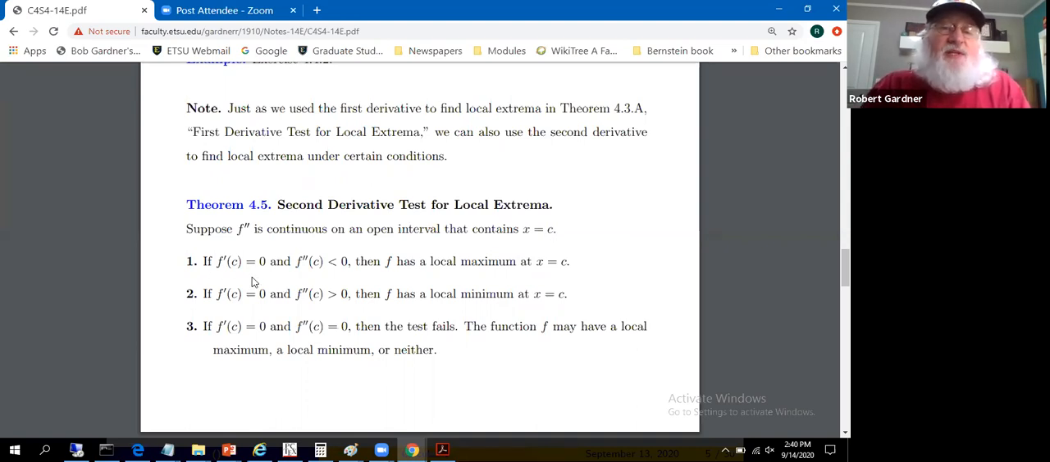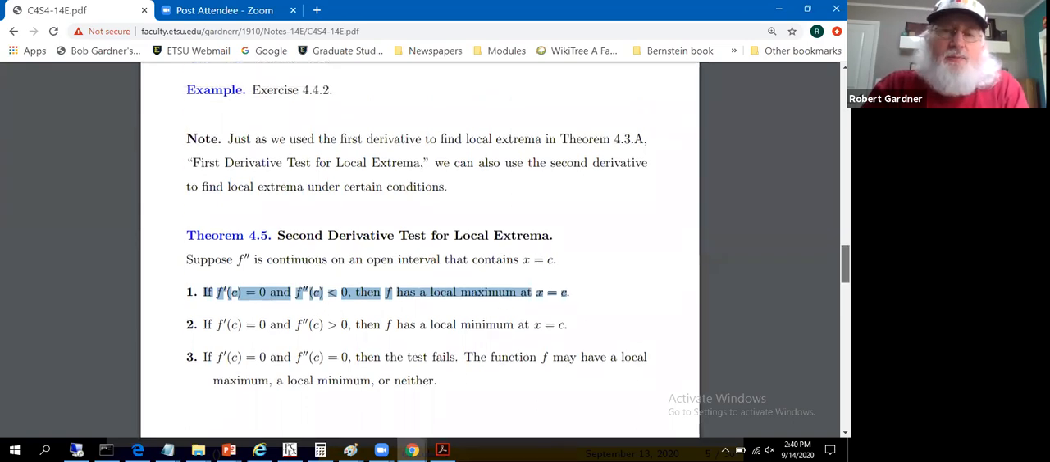If f prime of c equals 0 and f double prime of c is less than 0, then f has a local maximum at x equals c. All right, let's dissect this before we look at the other two. So f prime of c equals 0, that means horizontal tangent line. That means critical point. F double prime of c is less than 0. That means concave down. And their conclusion is local maximum, so critical point, concave down, local maximum.